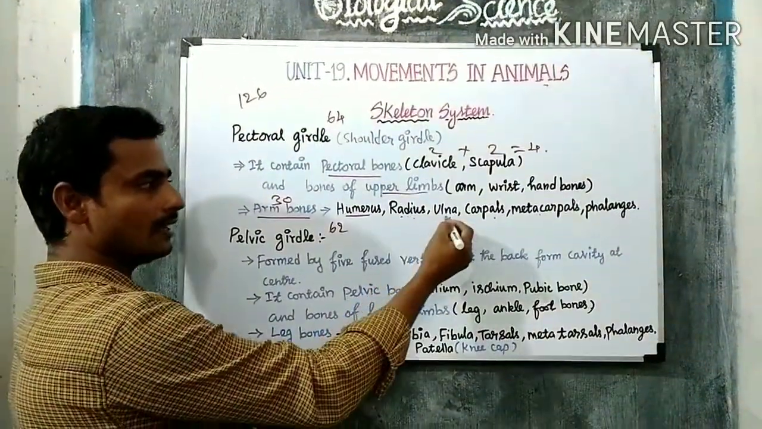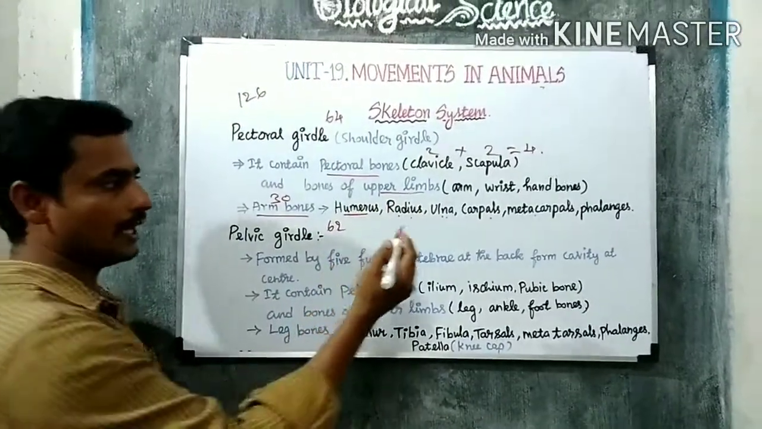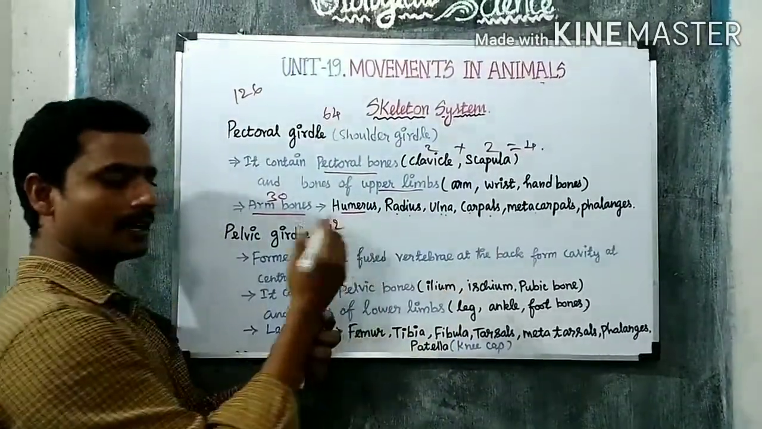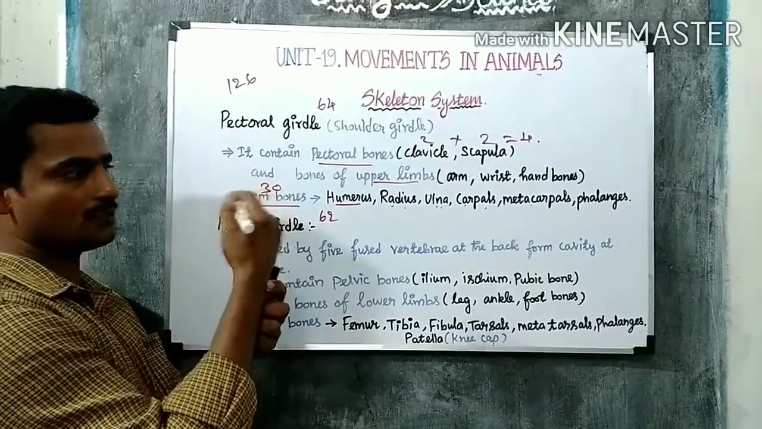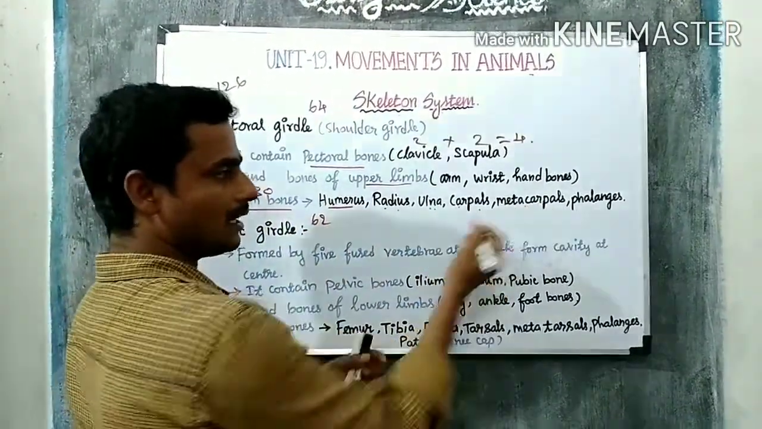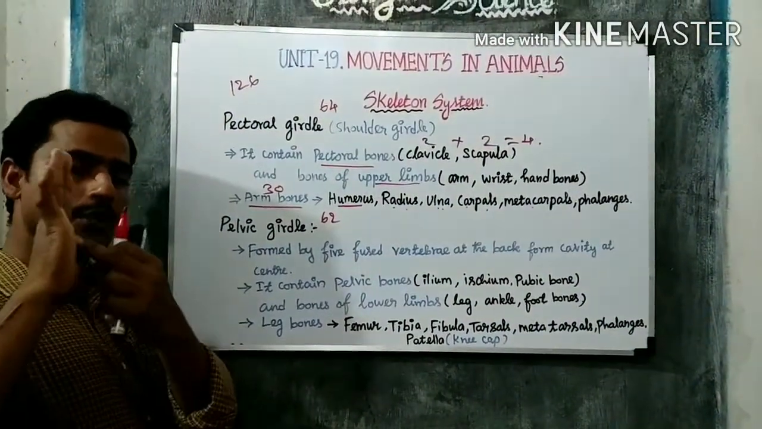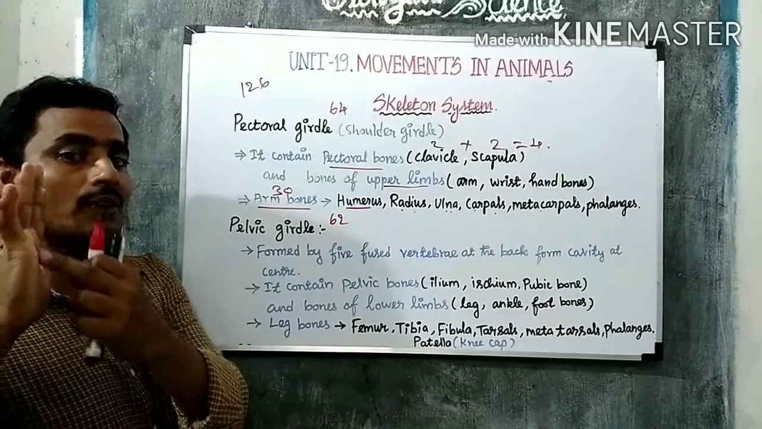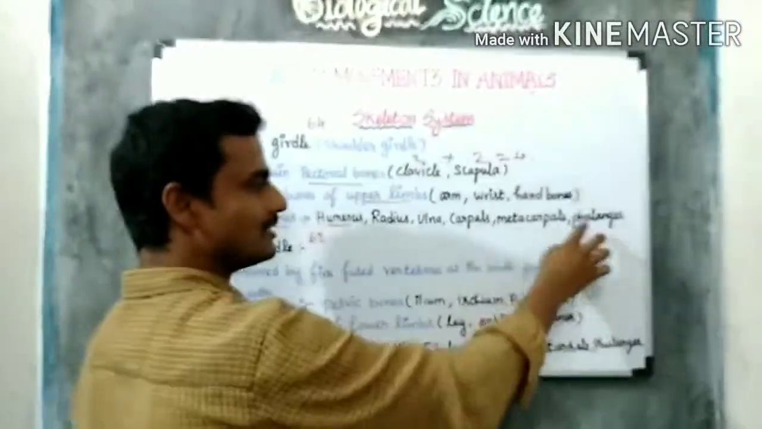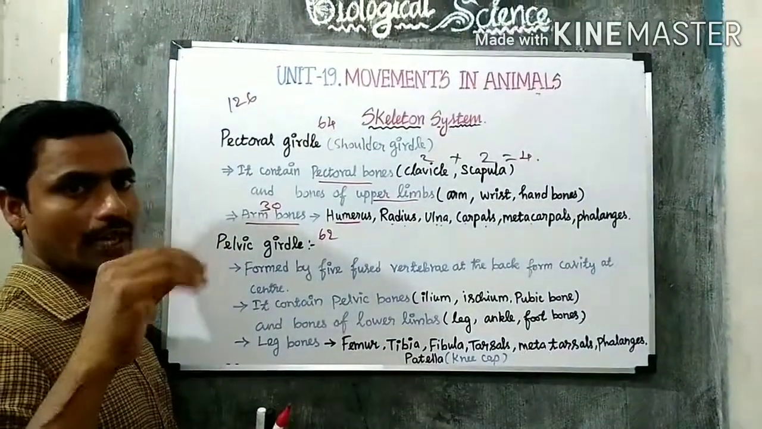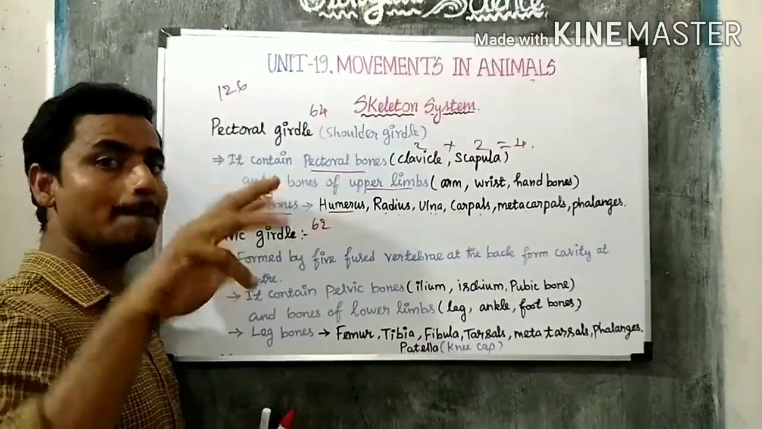Then the radius and ulna will form our forearm. The carpals will make our wrist. The wrist is made up of carpals. Then the metacarpals will form our palm region, so our palm region is made up of metacarpals. Then the phalanges form our fingers, so our fingers are made up of phalanges.